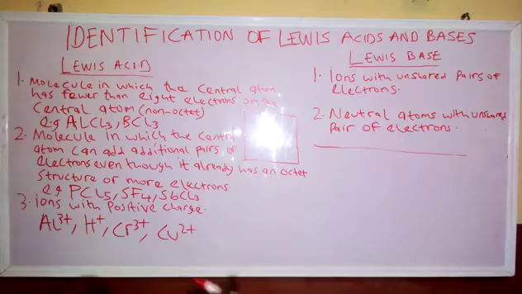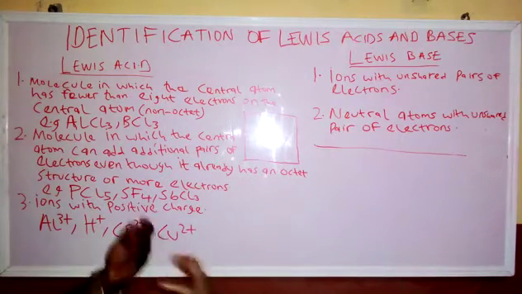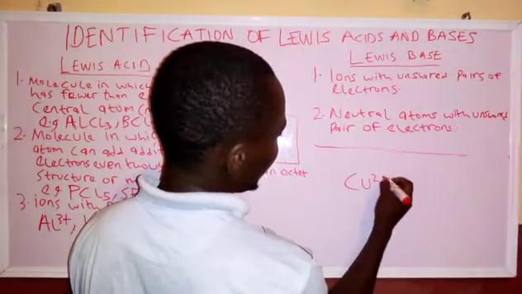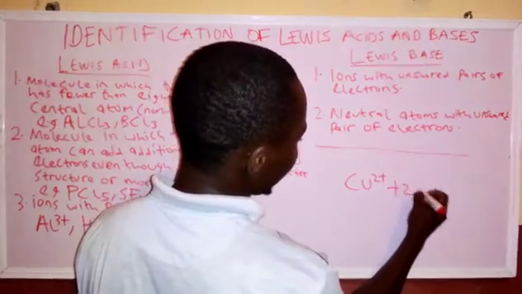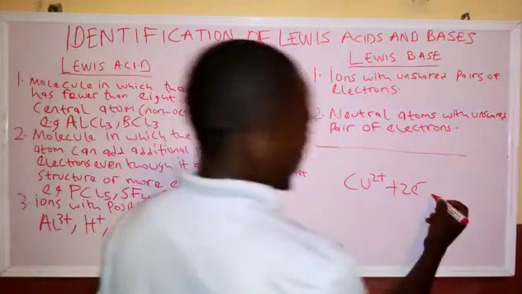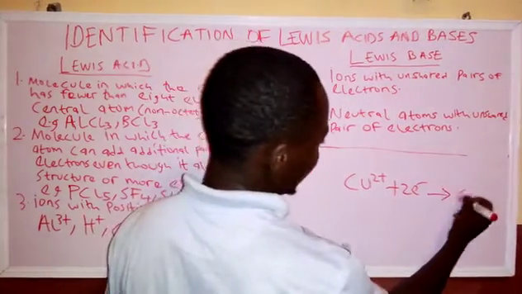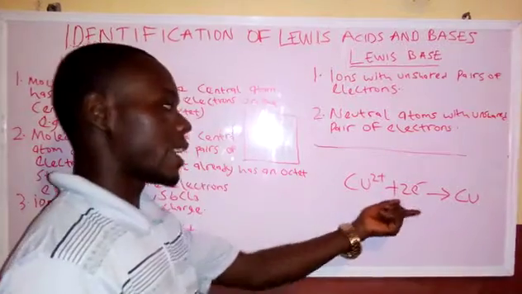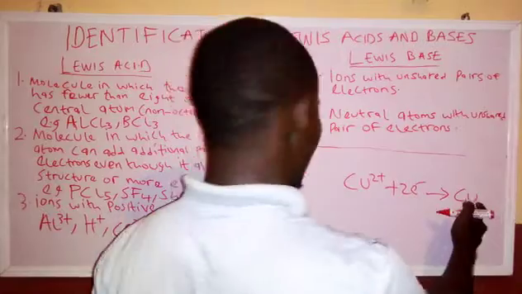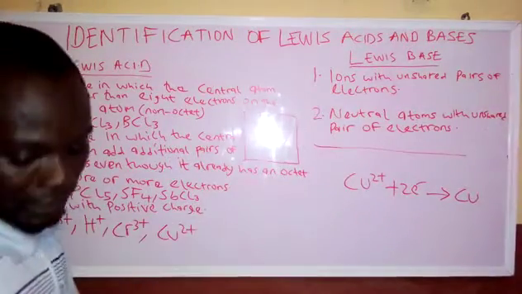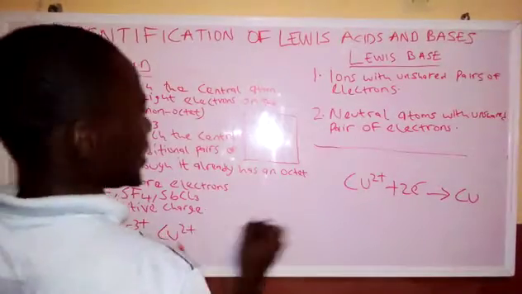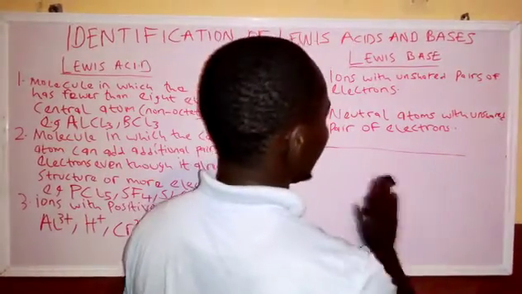Now, how are they Lewis acids? Don't forget that Lewis acids accept electrons. Now look at Cu2+, for example. Cu2+, so plus 2e negative. It has to accept electrons for it to be neutral copper. So now you have Cu. Because it needs electrons, it is electron deficient. As a result of that, it is a Lewis acid. So that's that. Now that we have been able to identify that, I think we can move on to Lewis base.